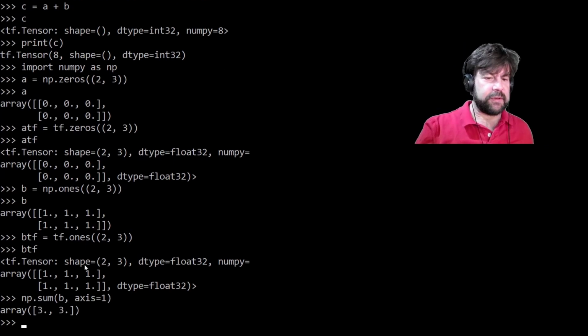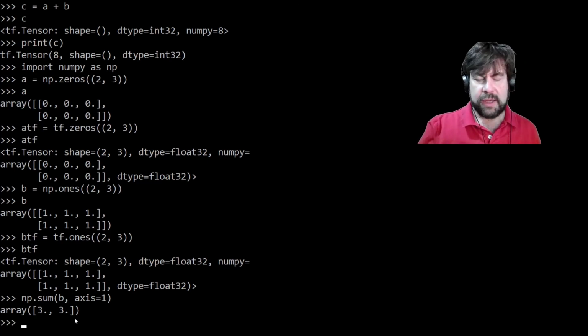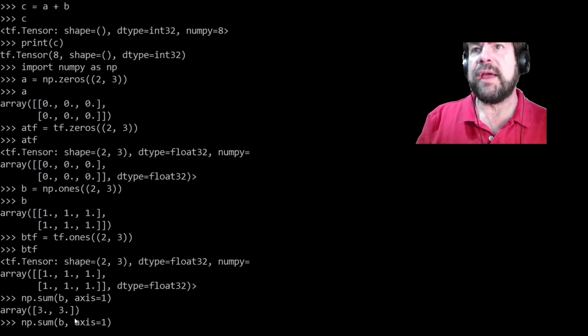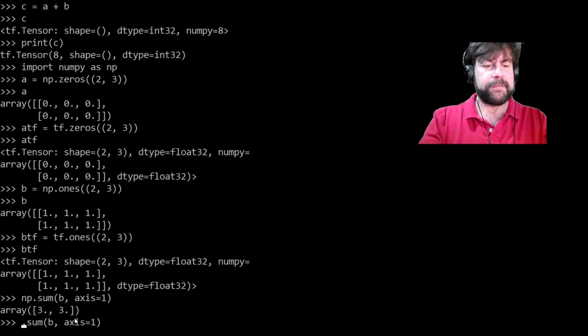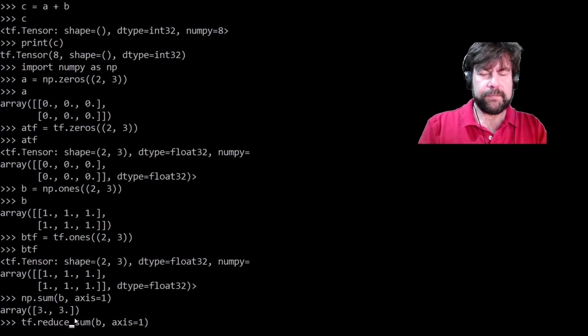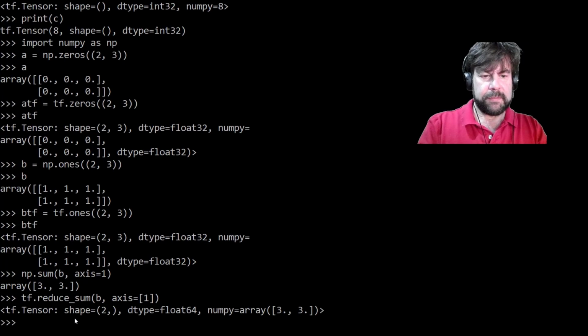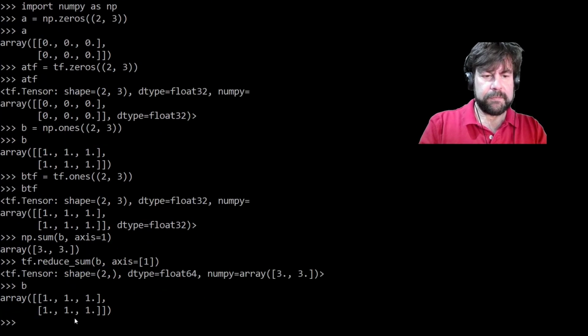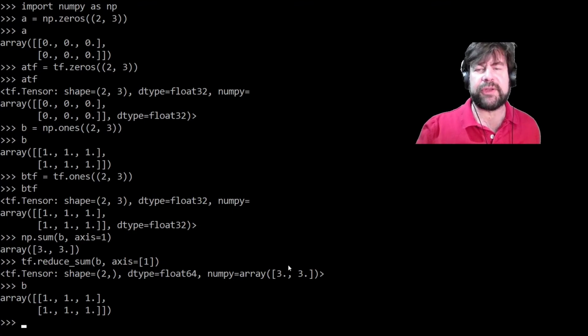Right, so this sums across the rows. 1 plus 1 plus 1 equals 3. 1 plus 1 plus 1 equals 3. And we can do the same thing with TensorFlow, except now it's called a reduce sum operation. And the notation is just slightly different. Okay, but it does the same exact operation.